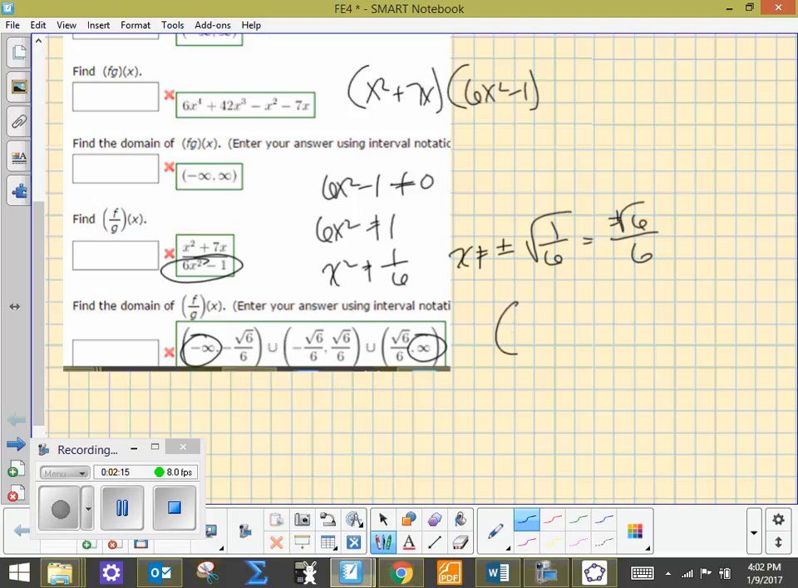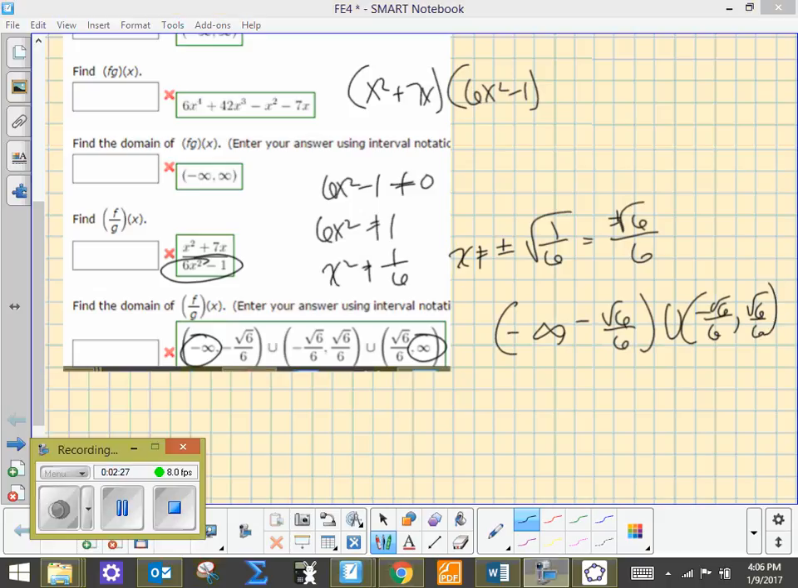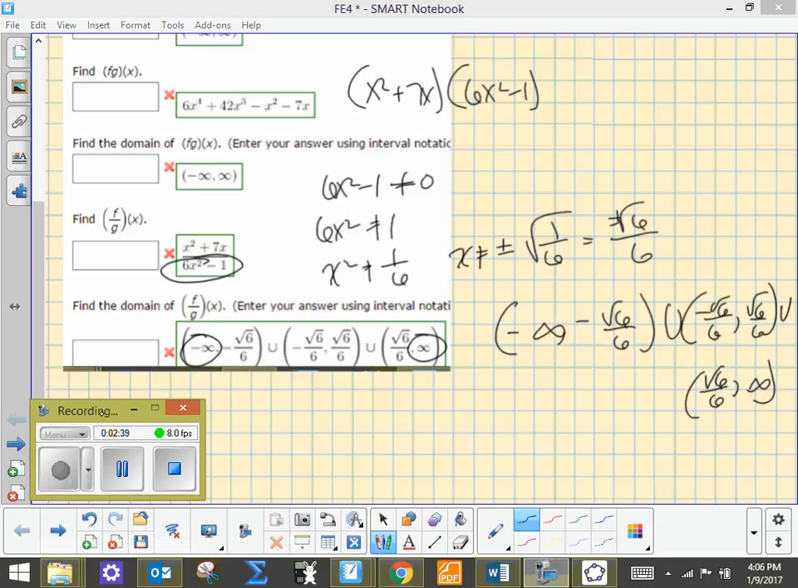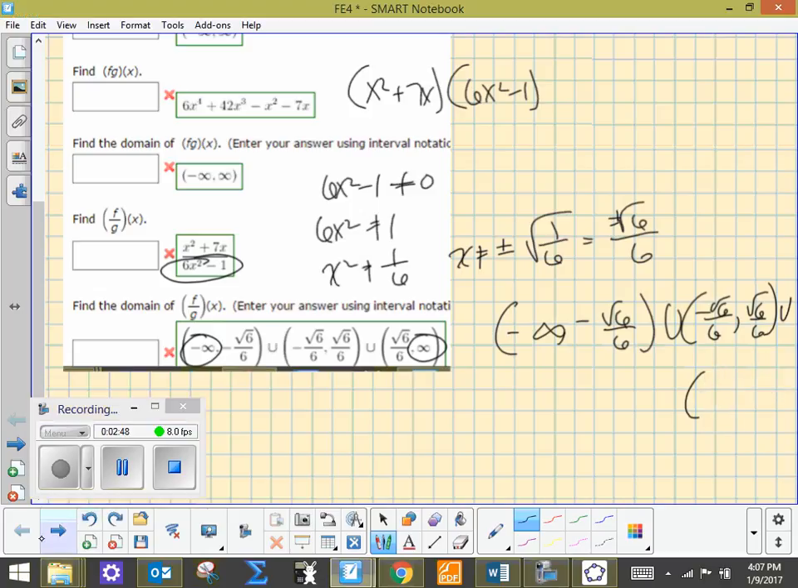So we go from negative infinity up to negative radical 6 over 6. We union then negative radical 6 over 6 to radical 6 over 6. Then we're going to union radical 6 over 6 to positive infinity. Of these problems, I think that's the biggest issue people have, that domain restriction, because we cannot divide by 0.